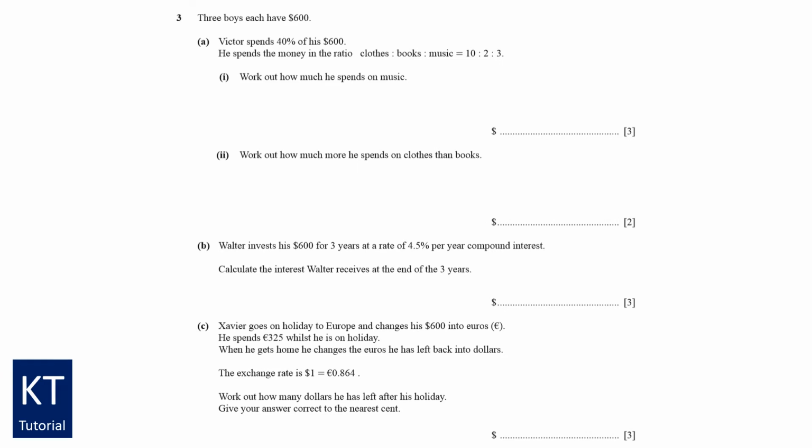Question 3. 3 boys each have $600. Victor spends 40% of his $600. He spends the money in the ratio of clothes, books, and music, 10 to 2 to 3. Work out how much he spends on music.